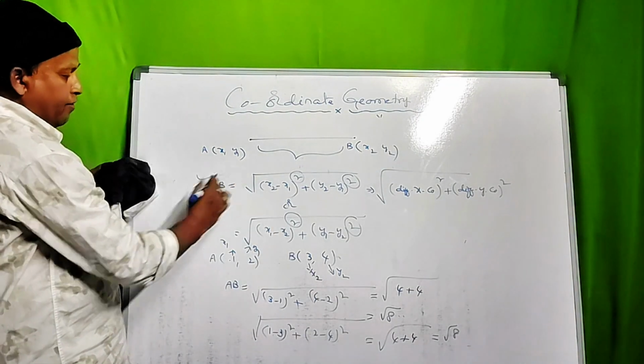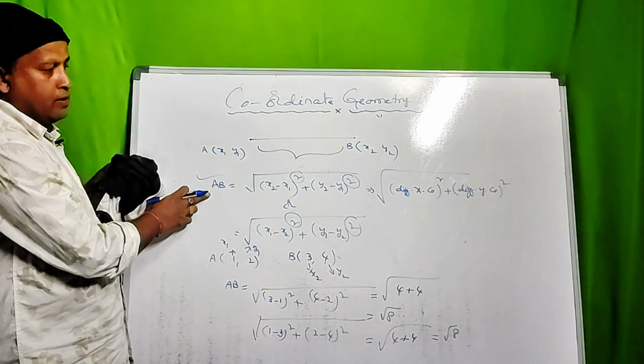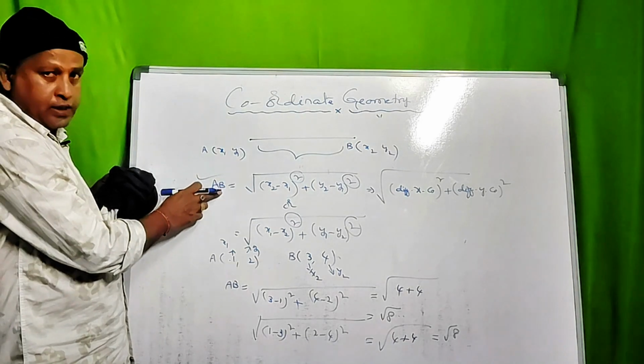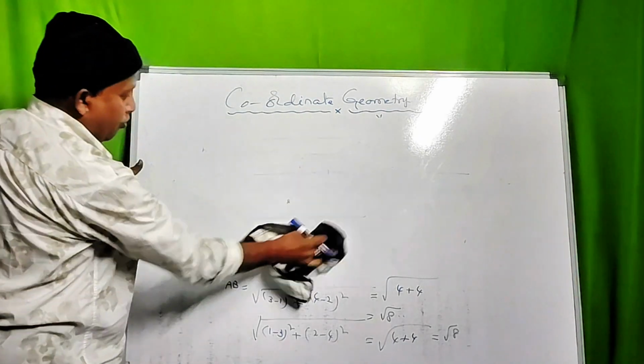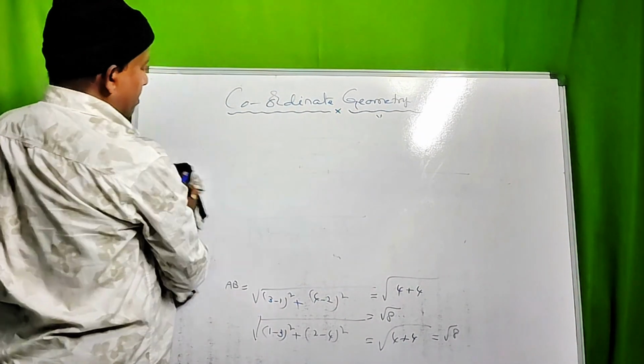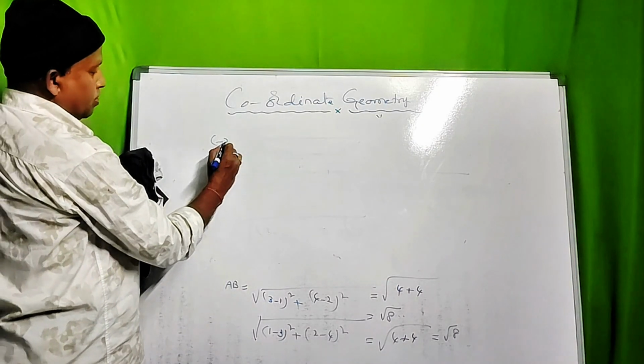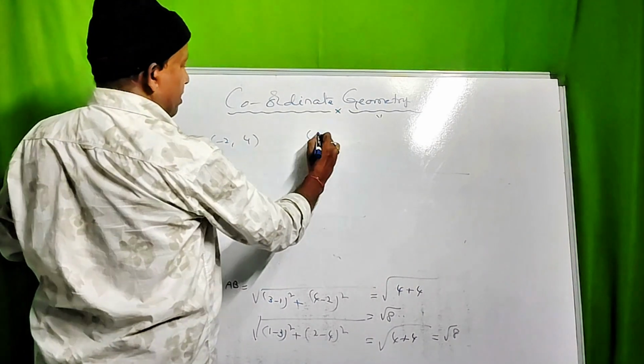I will give you one more example. It's a very, very important formula. Throughout geometry, you must learn this one. For example, minus 2, 4 is there and 3, 5.